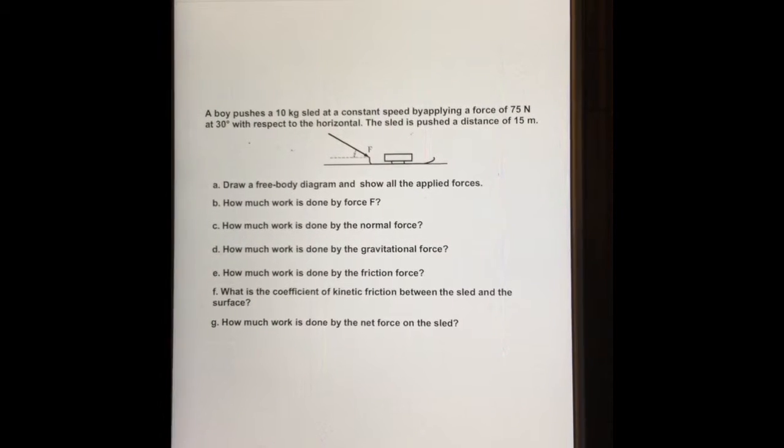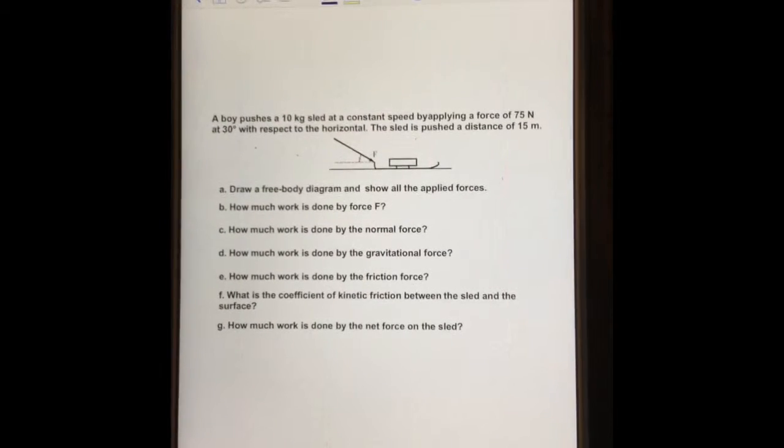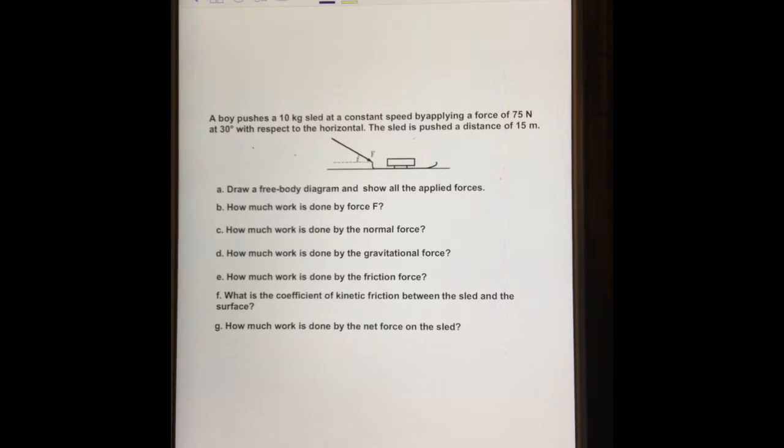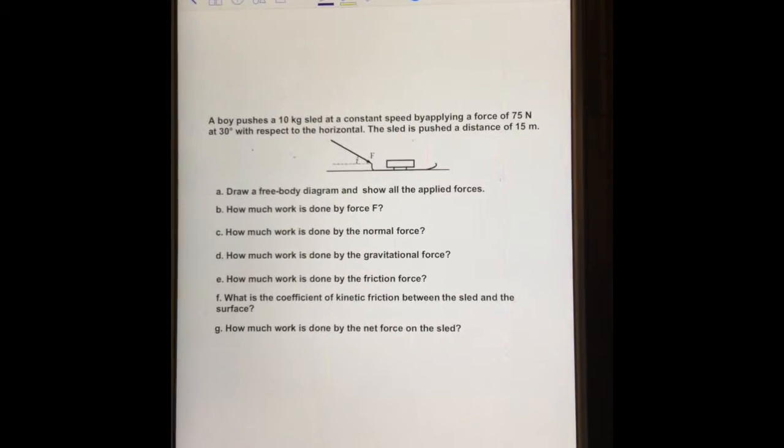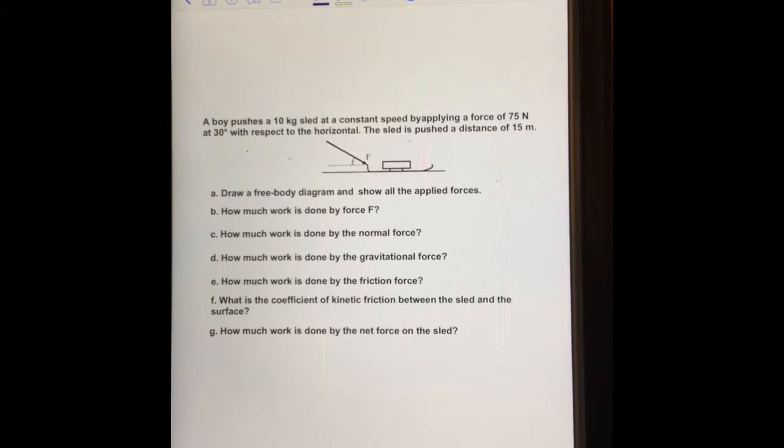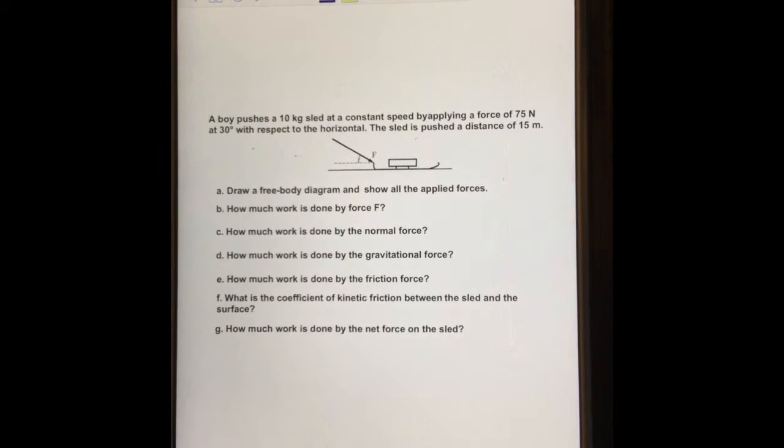A boy pushes a 10-kilogram sled at a constant speed by applying a force of 75 newtons at 30 degrees with respect to the horizontal. The sled is pushed a distance of 15 meters.